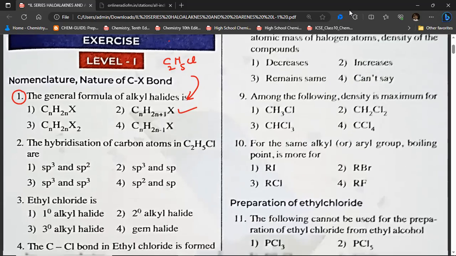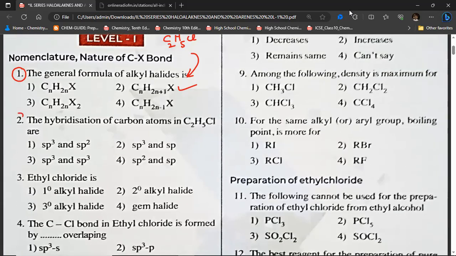Next, the hybridization of carbon atoms in C2H5Cl. There are 2 carbon atoms in C2H5Cl, and all the carbons have single bonds. So both the carbons are sp3 hybridized. The third option is the right option for this one.